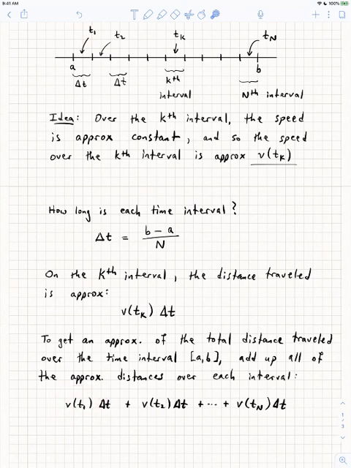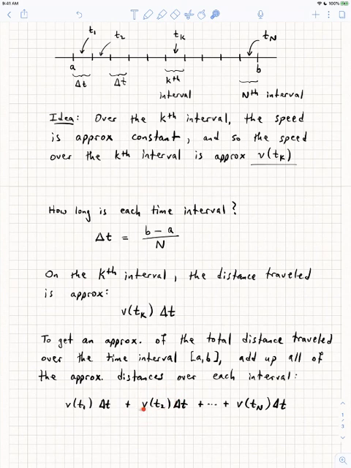So v at t1 times the length of time you're traveling at that speed gives you the approximate distance over the first interval. t2 is our representative element of time from the second interval. So v at t2 is one of the speeds that you're traveling over that second interval. And again, since this interval is so small, delta t, we're assuming that the speed is approximately constant over that interval.